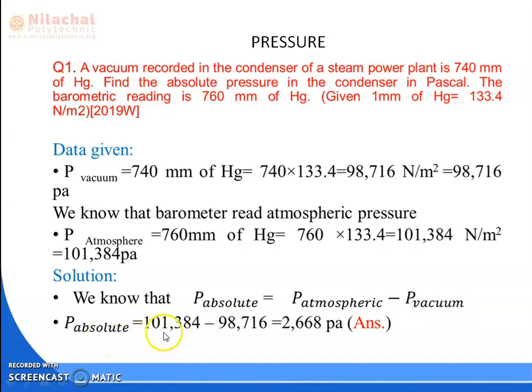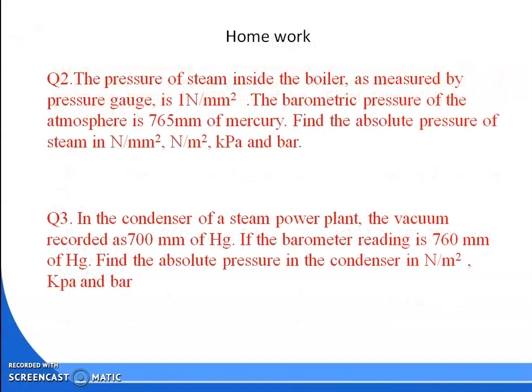Absolute is equal to 101,384 minus 98,716. So we got the pressure 2,668 Pascal. Clear? So here is some homework for you. These are the questions.